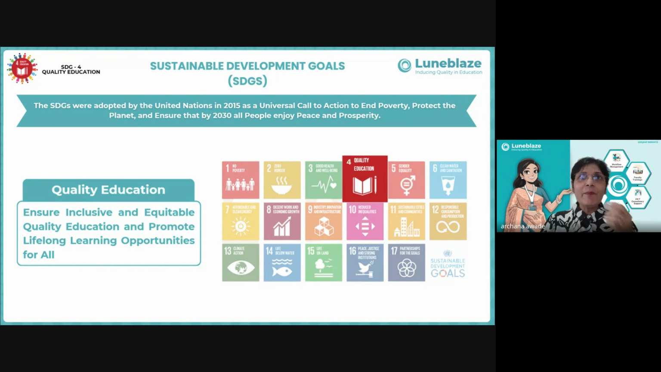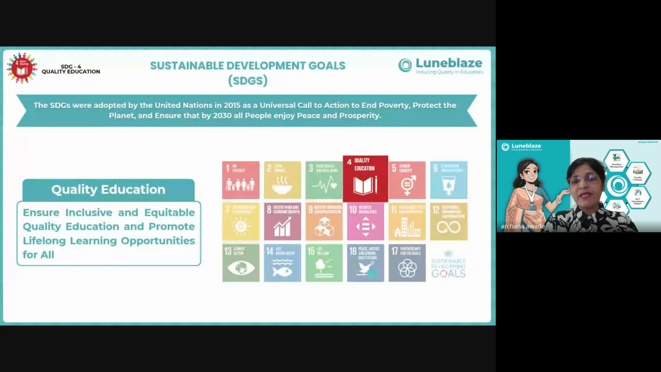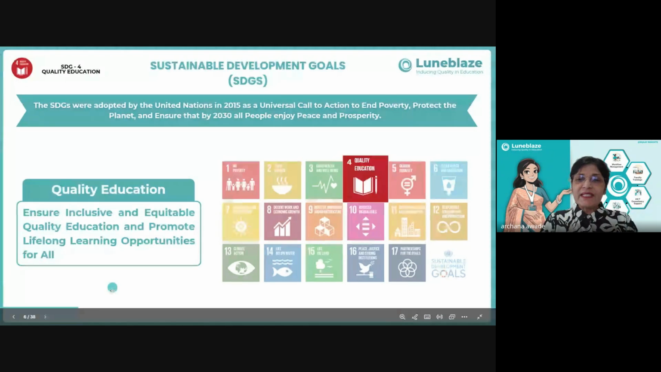In India, the School Quality Assessment and Assurance Framework, that is SQAAF, by CBSE, is a local response to this global vision. The SQAAF framework is an answer, a framework to achieve quality education in India. Let's move on to the next slide.